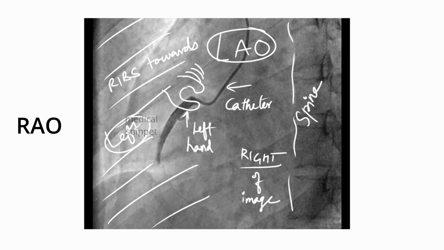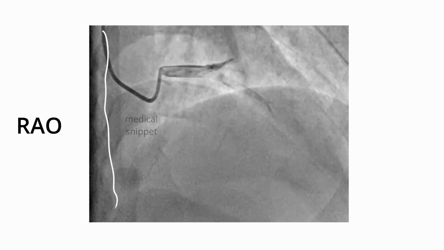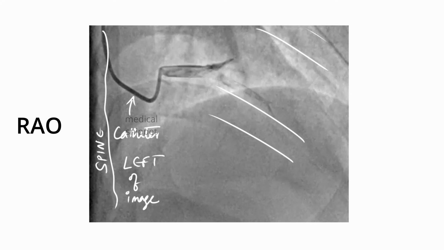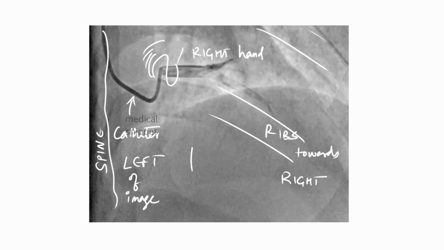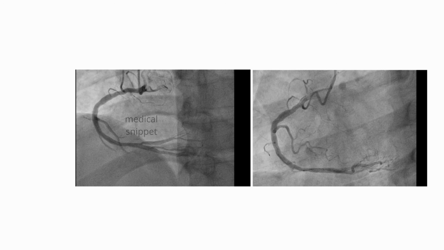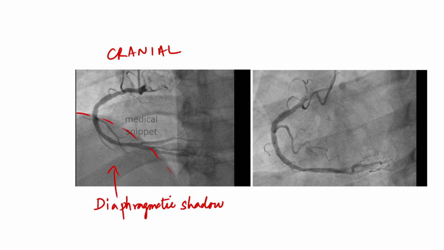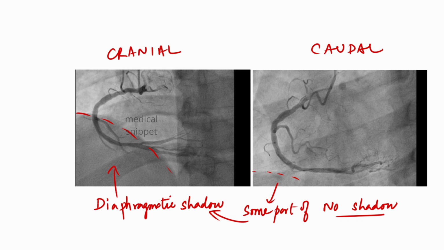Same happens for the right anterior oblique. If the spine and catheter are on the left side of the image, it is RAO view. If the ribs are directed towards the right side of the film, it is RAO view. And if you could hold the tip of the catheter with your right hand, it is RAO view. For cranial view, the diaphragmatic shadow is seen, and in the caudal view, the diaphragmatic shadow is not seen. But sometimes you can see the part of diaphragm in the caudal views.